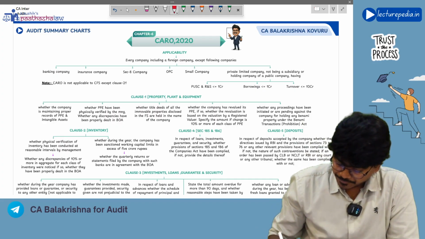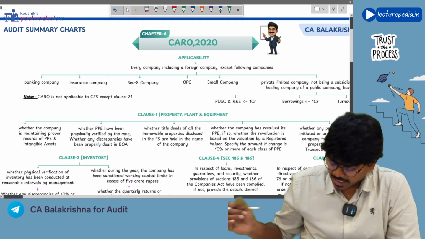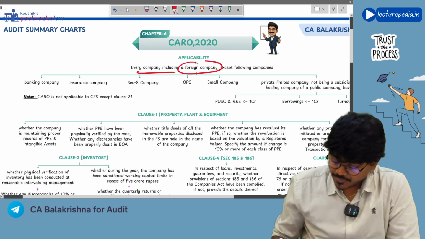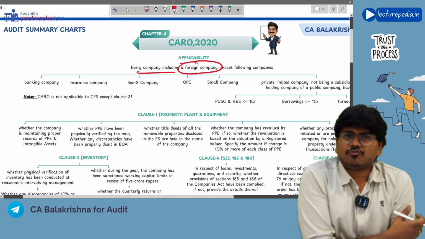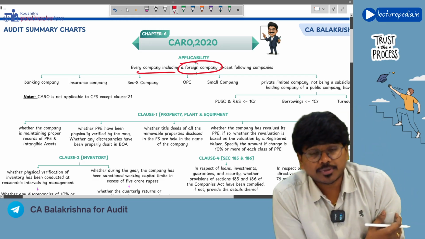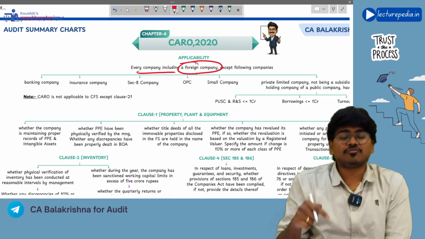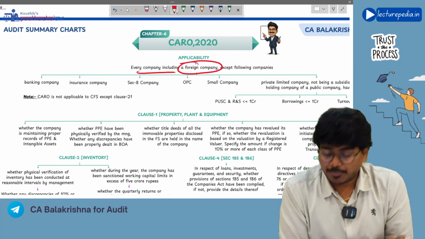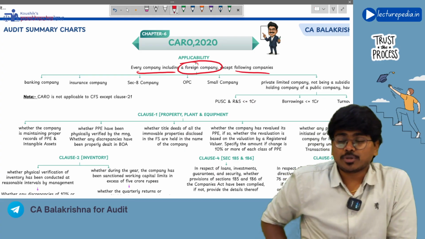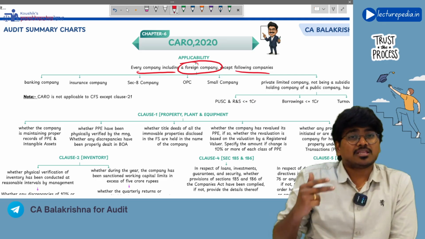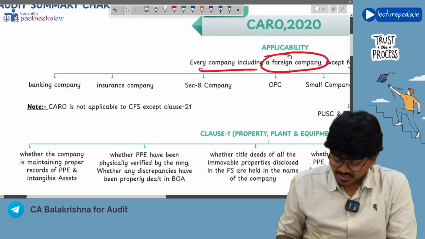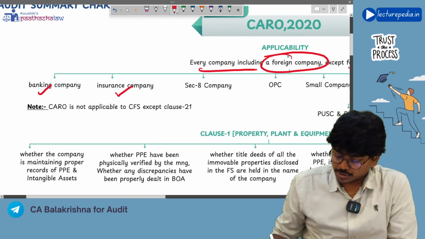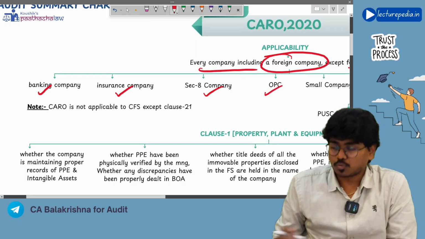So if you see, CARO is applicable for every company, including a foreign company. A foreign company is a company which is incorporated outside India but having a place of business in India. That means even for a foreign company, CARO is applicable, except the following. That means for the following companies, CARO is not applicable. What are they? Firstly, the banking company, insurance company, Section 8 company, one-person company.